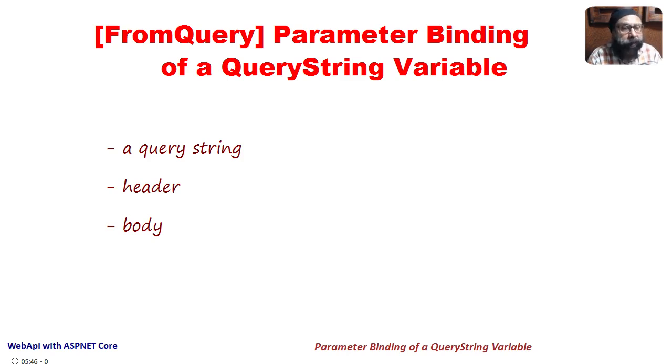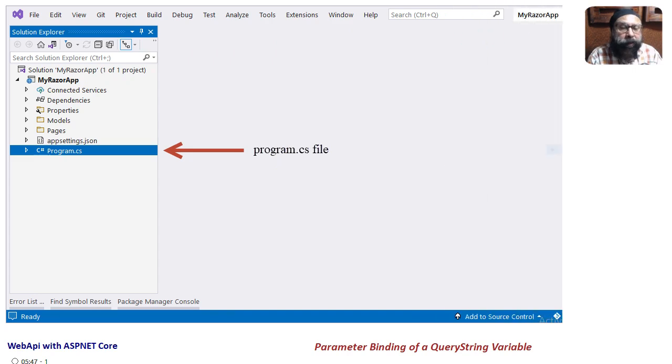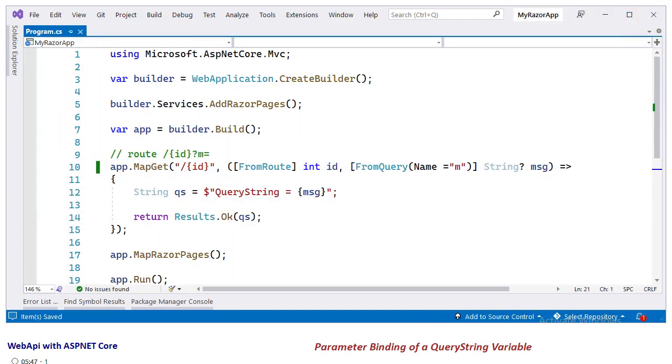So first of all, create a minimal Web API project so that we can focus on this specific item of query strings. The completed project can be obtained from the downloads attached to this video. And now open the Solution Explorer and locate the program.cs file. Double click to open this file.